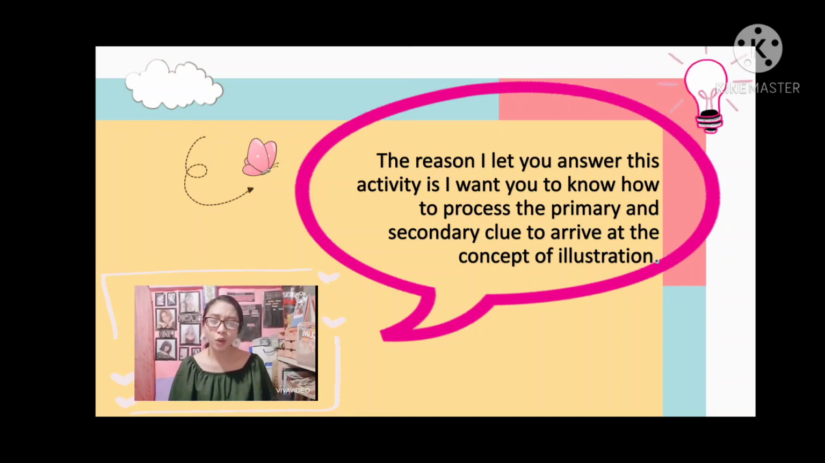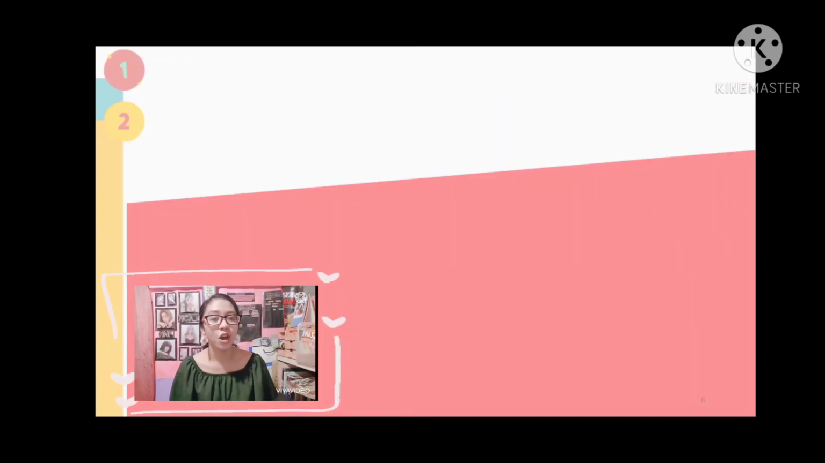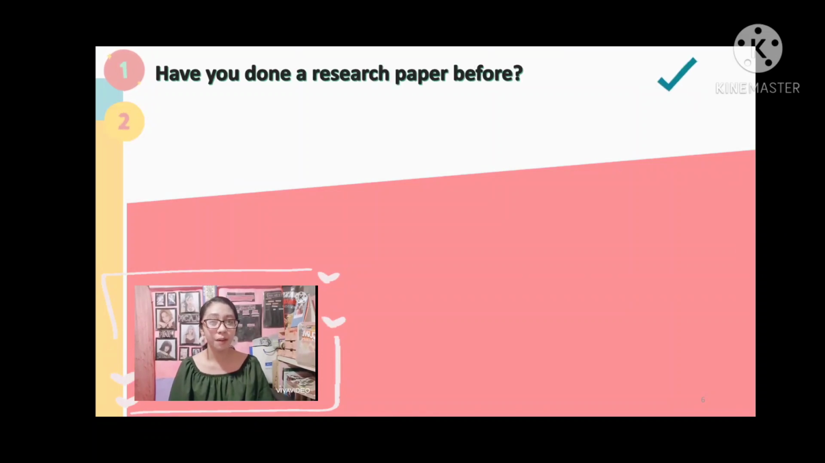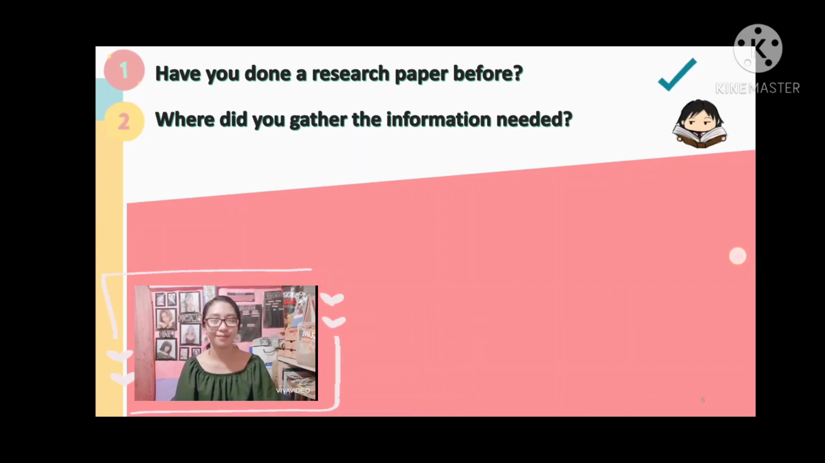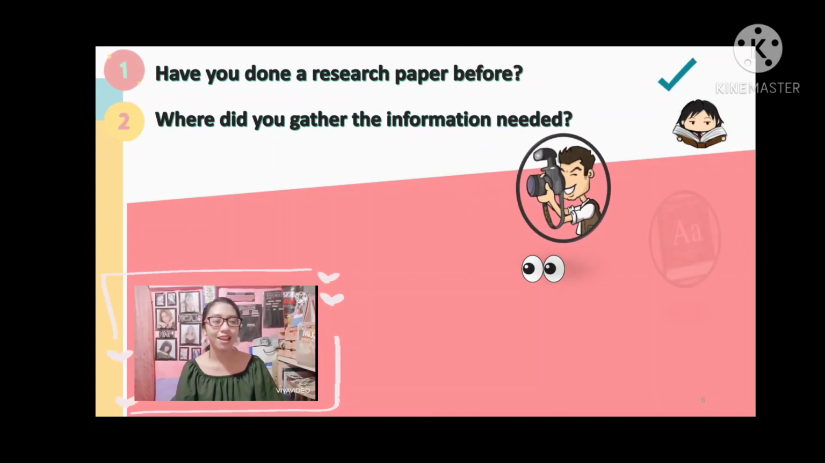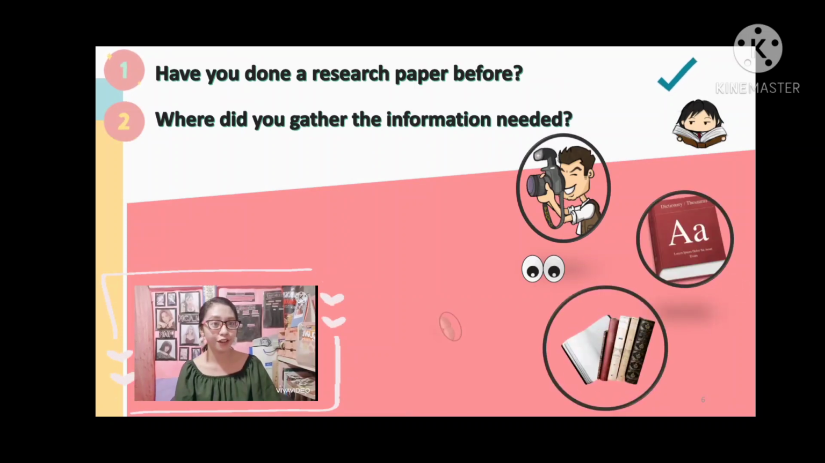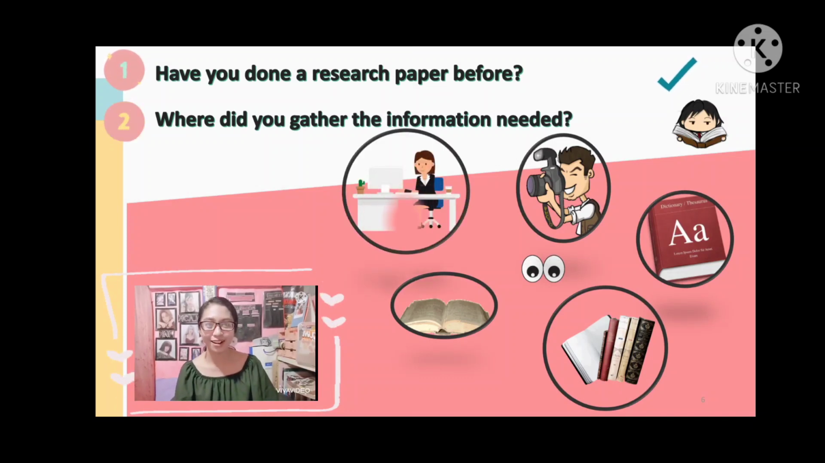And to start our lesson, I want you to enumerate where you gather information or relevant sources when you are tasked to do a research. By the way, have you done a research before? If yes, where did you gather the information needed? You can gather information through photography, dictionary, encyclopedia, and bibliography. You can also gather some information from an interview and also from a letter.